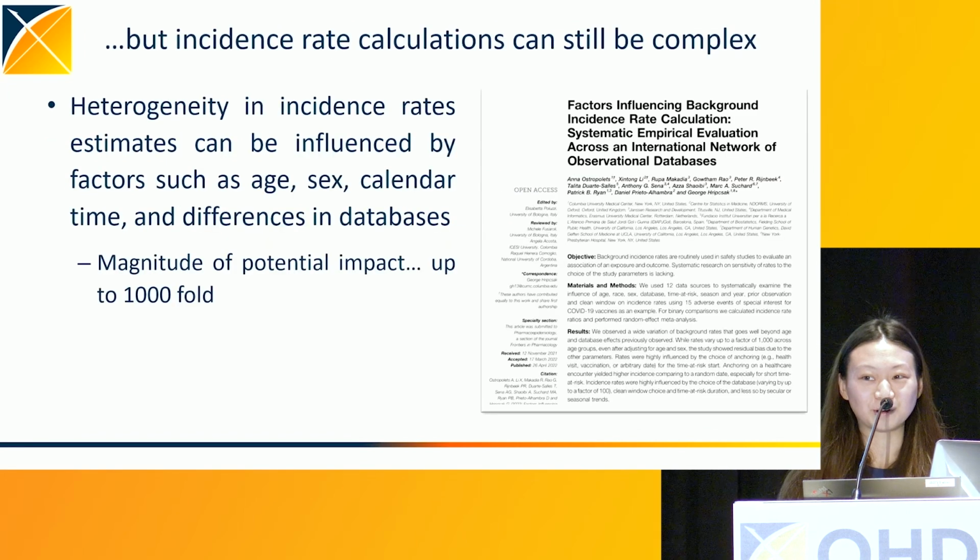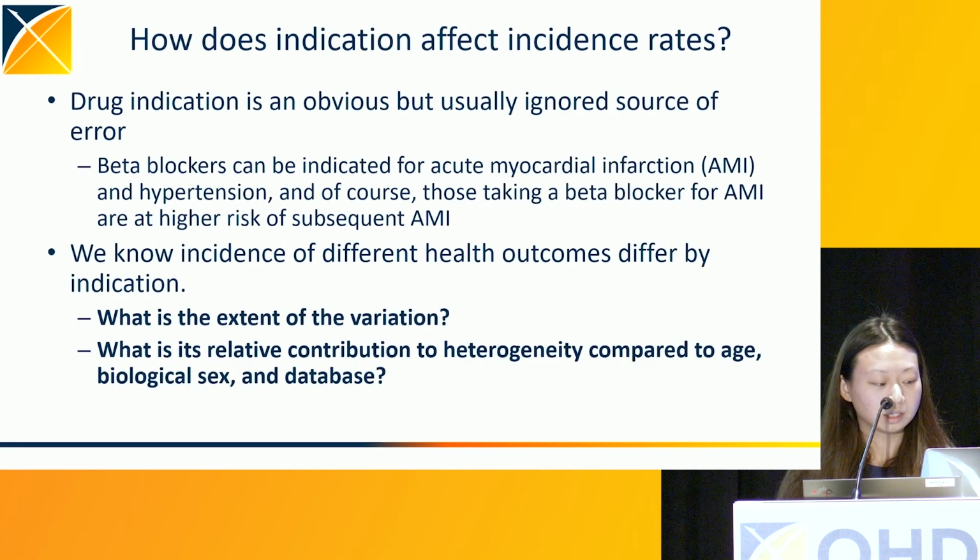So I said it's simple, but it still can be relatively complex. Previous OHDSI works have demonstrated that different factors like age, anchoring, database, and biological sex can influence incidence rate up to 1,000-fold. So we know that incidence rate estimates are sensitive to factors like age, sex, calendar time, and database. So the next question that we had was, does indication matter when it comes to estimating incidence rates?